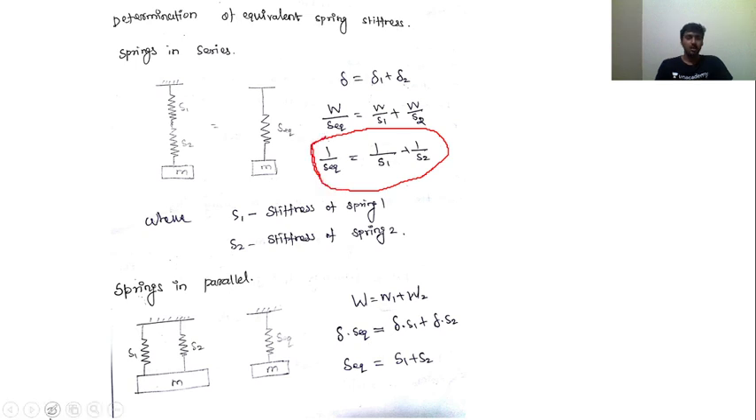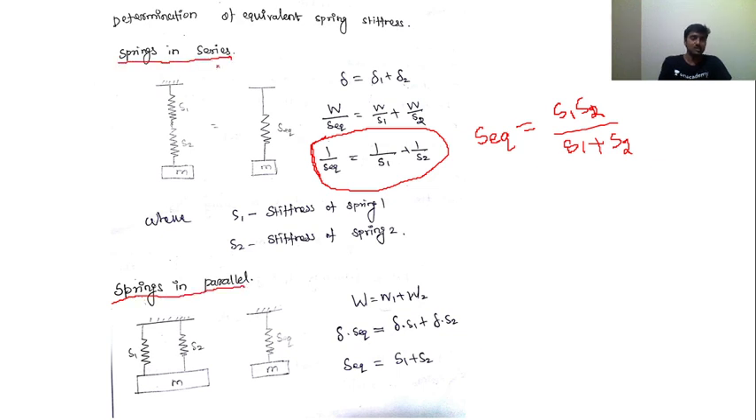From this equation, the equivalent spring stiffness S equivalent is given as S1 S2 divided by S1 plus S2. So this is the equivalent spring stiffness, and this belongs to the springs in series connection.